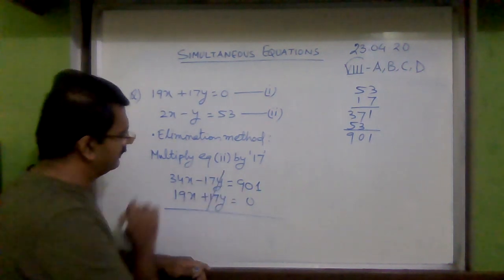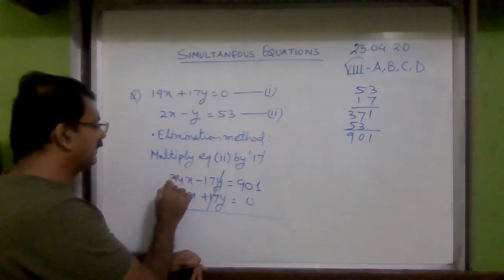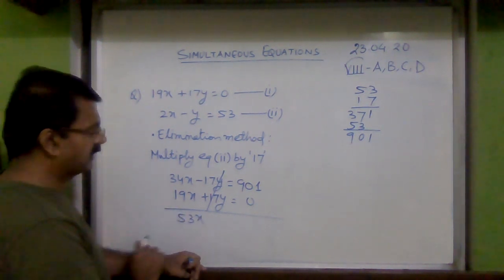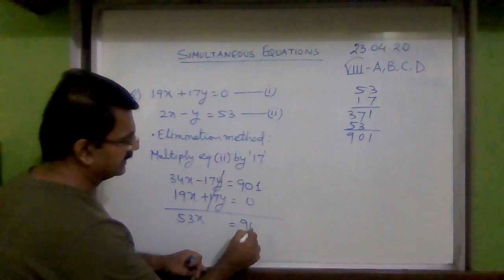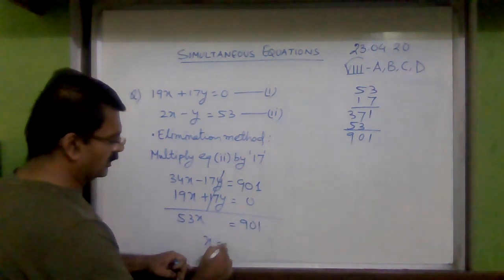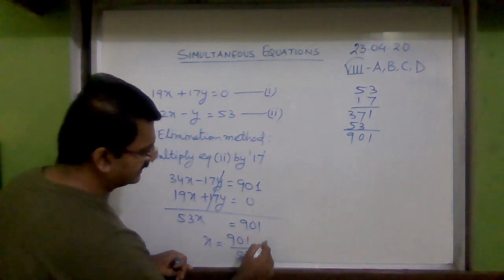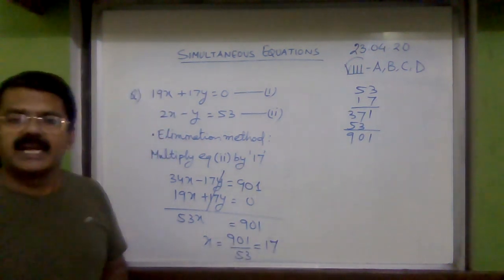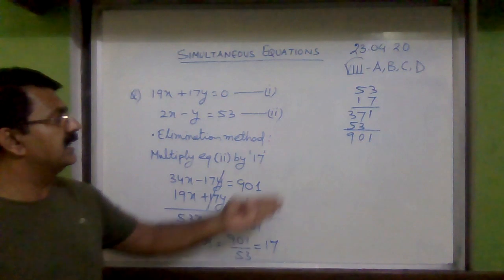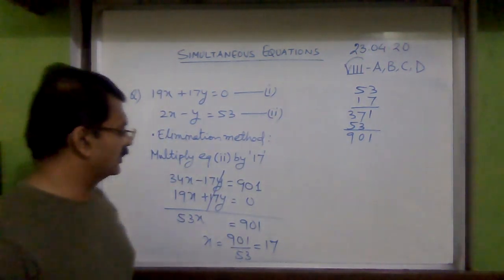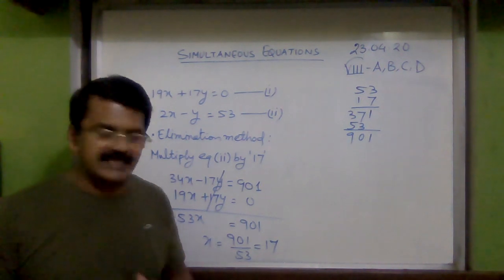Minus 17y plus 17y cancels out. 34 plus 19 will be 53. So 53x is equal to 901. So x is equal to 901 upon 53, and that is nothing but 17. You can see 53 into 17 was 901. So 901 upon 53 will be 17.